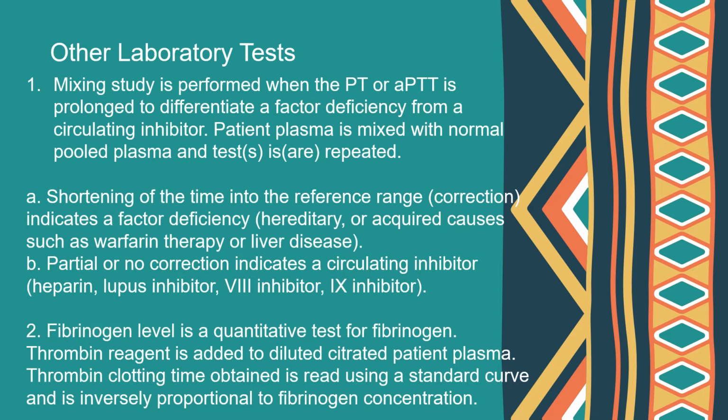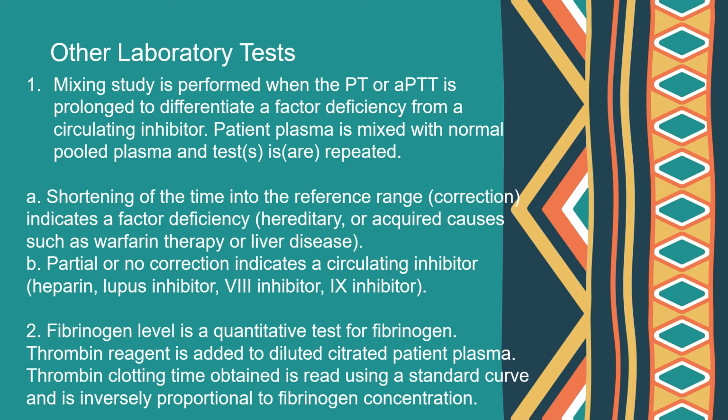Right, so the next set of tests are miscellaneous tests. If the PT and the APTT are abnormal, we can perform mixing studies. By doing the mixing studies, we can identify if the abnormality is because of the presence of a deficiency in a certain clotting factor or the presence of an inhibitor. This is usually done by mixing the patient sample with normal plasma. So that means the normal plasma will provide the missing clotting factor if there is a missing factor.